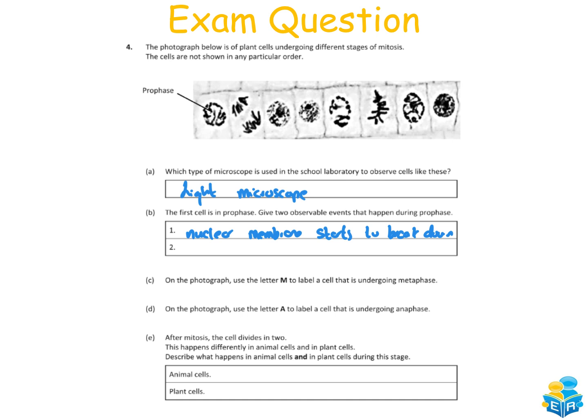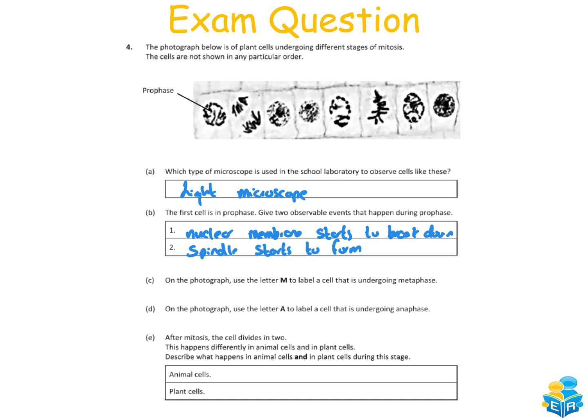Different options then for the second one. So you can say the spindle starts to form. You can say the chromosomes become visible, or you can say that they become shorter, or you can say that actually they exist as double-stranded, attached together by the centromere.